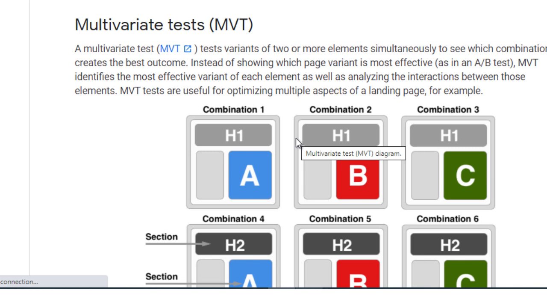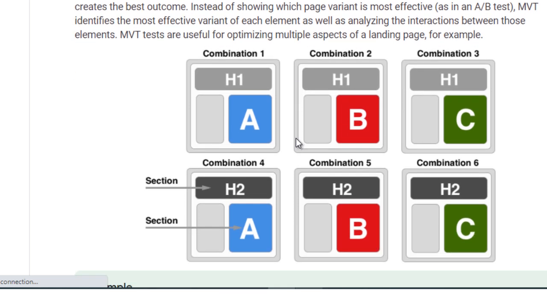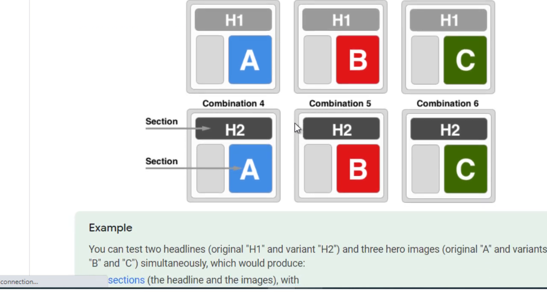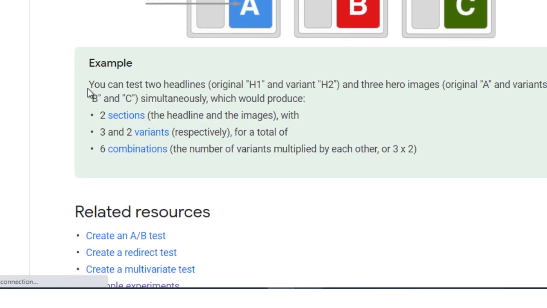So the MVT is a very smart way to test multiple elements in your product page, but you're going to have statistical significance only if you have a lot of traffic. Here's a similar example. You can test 2 headlines and 3 hero images, which would produce 2 sections, headline and images, with 3 or 2 variants for a total of 6 combinations. The number of variants multiplied by each other, 3 multiplied by 2. So this is a quick explanation regarding the most common ways to split test in Google Optimize.